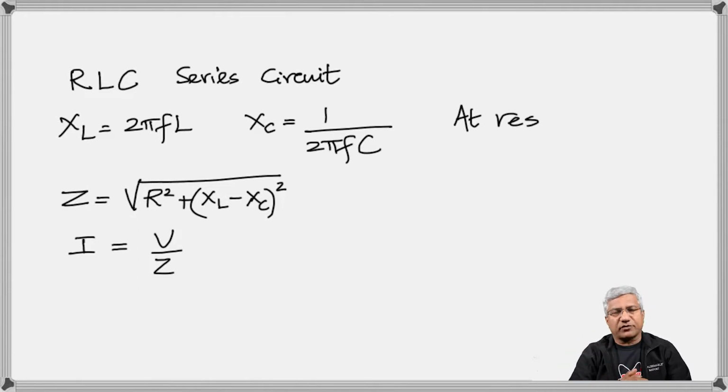Okay, like I said, at resonance, XL becomes equal to XC. And so Z becomes equal to R.